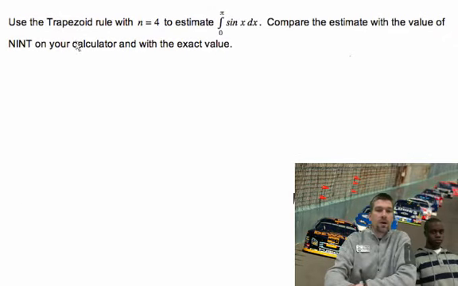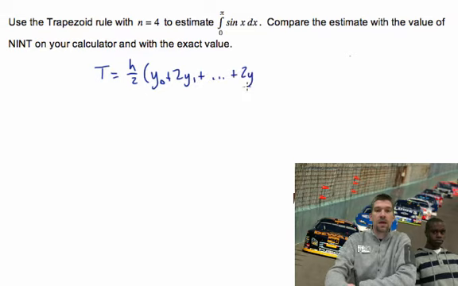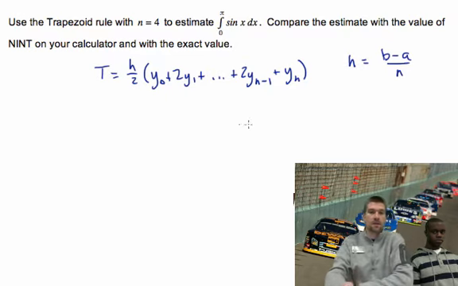All right, here we are. Trapezoid rule again, another example. Let's get a real quick refresher of what that looks like. It's going to be h over 2 times y0 plus 2y1 plus all the other parts plus 2y n minus 1 plus y n. And h is equal to b minus a divided by n. So this is our setup.